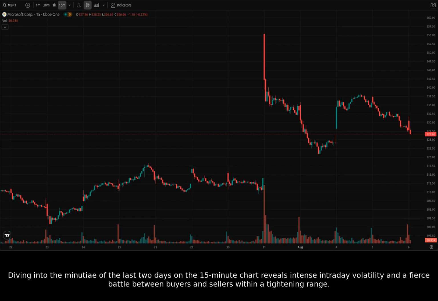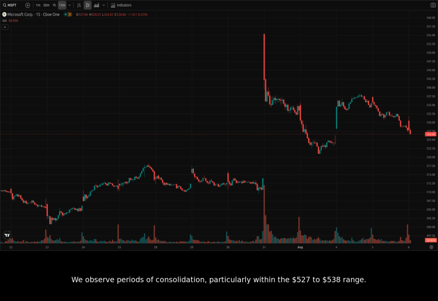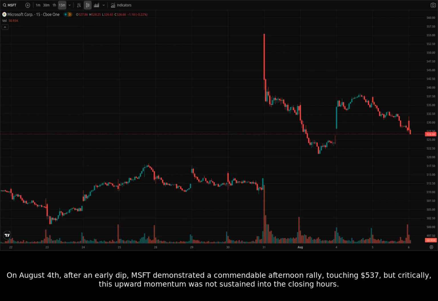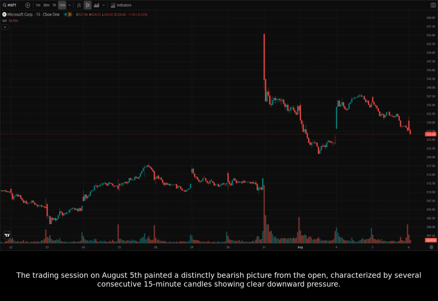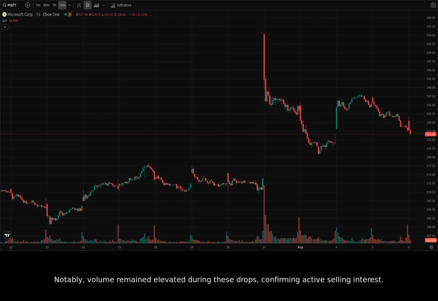Diving into the minutiae of the last 2 days on the 15-minute chart reveals intense intraday volatility and a fierce battle between buyers and sellers within a tightening range. We observe periods of consolidation, particularly within the $527 to $538 range. On August 4th, after an early dip, Microsoft demonstrated a commendable afternoon rally, touching $537, but critically, this upward momentum was not sustained into the closing hours. The trading session on August 5th painted a distinctly bearish picture from the open, characterized by several consecutive 15-minute candles showing clear downward pressure. Notably, volume remained elevated during these drops, confirming active selling interest.